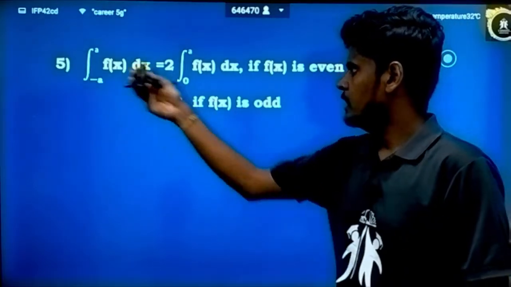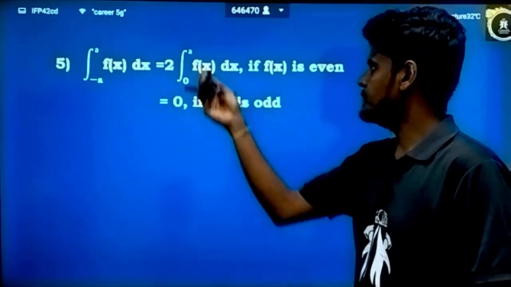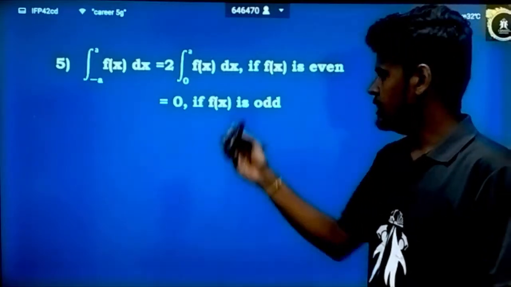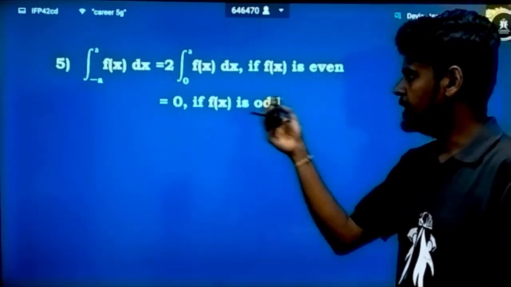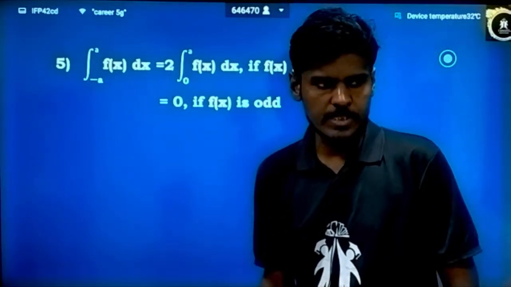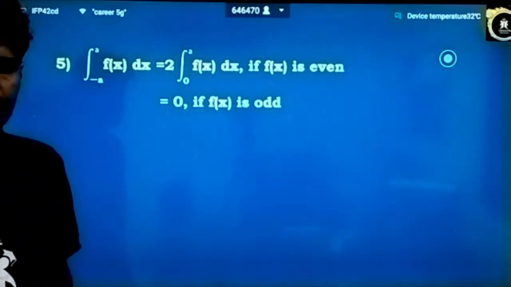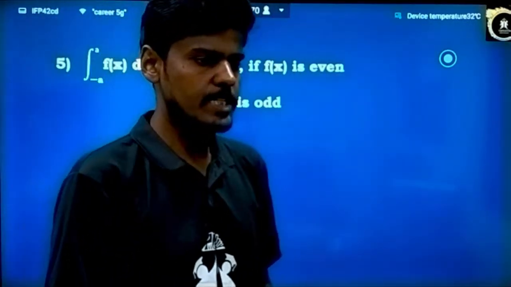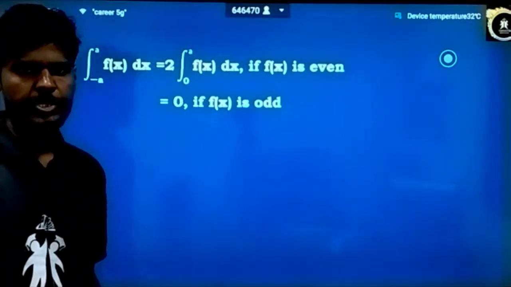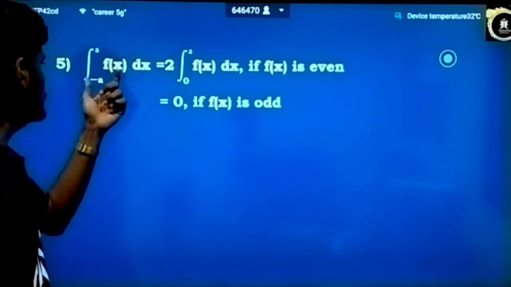Next property is integral minus a to a f of x dx is equal to 2 times integral 0 to a f of x dx if f of x is even, otherwise it is 0 if f of x is odd. Now what is the condition of even and odd functions? For even functions, f of x equal to f of minus x. For odd functions, f of minus x equal to minus f of x. Those are the even and odd function definitions. We already learned this in functions. Okay, now we have to prove this.